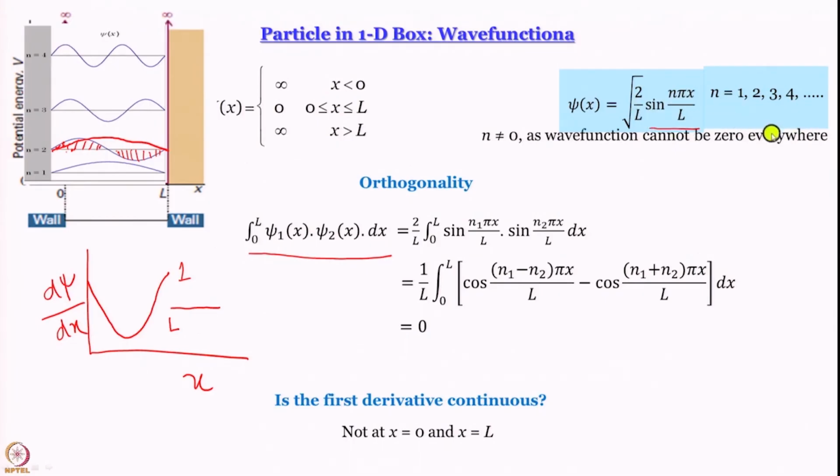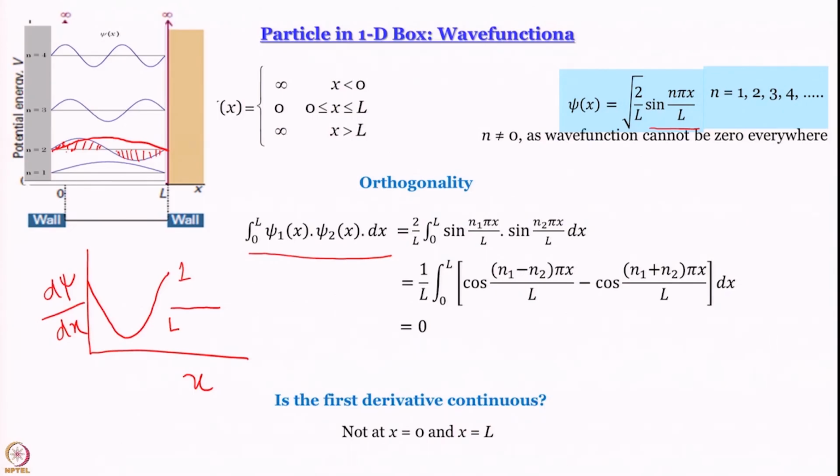Positive integer. And we have established that this set of wave functions, well, we have normalized, that is how we got root 2 by L. We have also established that they are orthogonal to each other, that is where we stopped in the last module. And we have also shown that the first derivative is not continuous at x equal to 0 and x equal to L. So, that really is not such a stringent condition on a wave function.